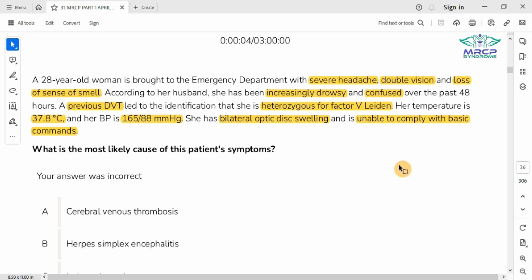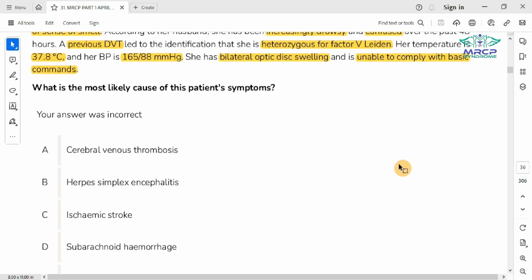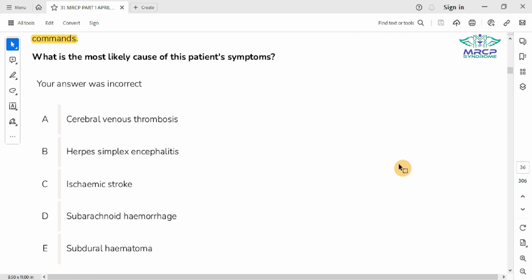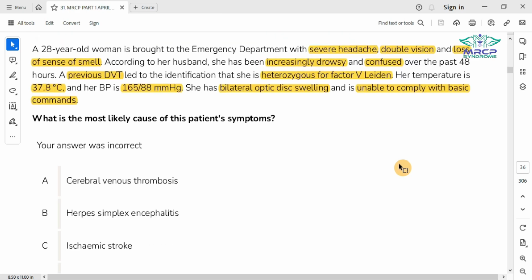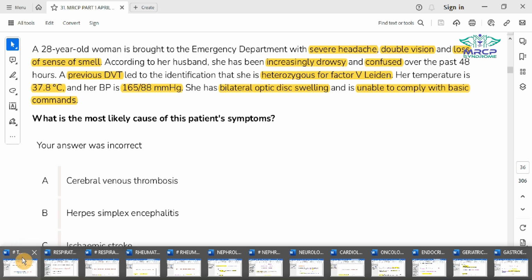So most likely diagnosis or most likely cause of this patient's symptoms? Factor V Leiden, so it should be something thrombosis. So this is our CVST, cerebral venous sinus thrombosis.